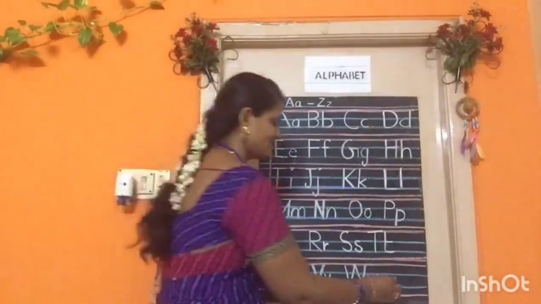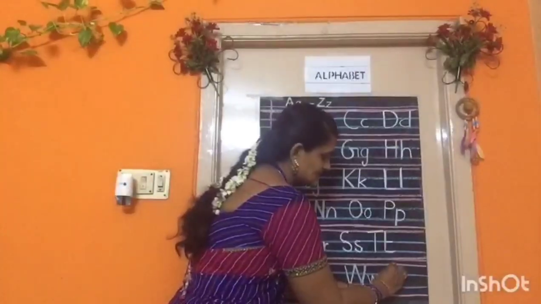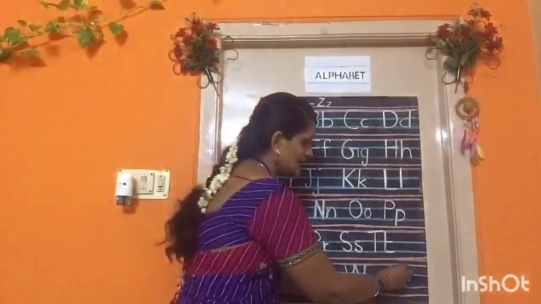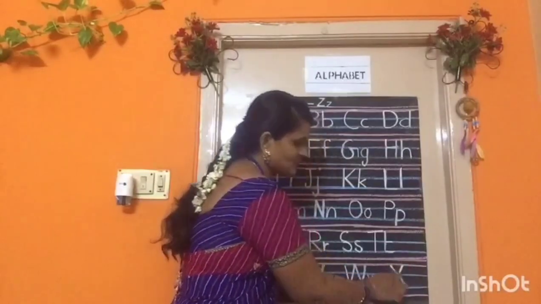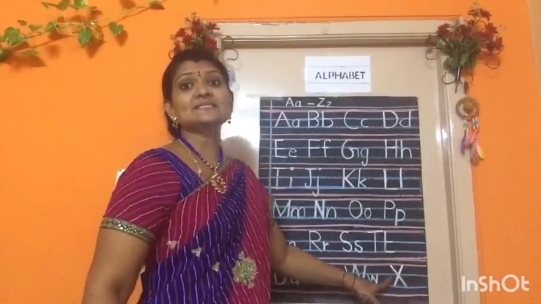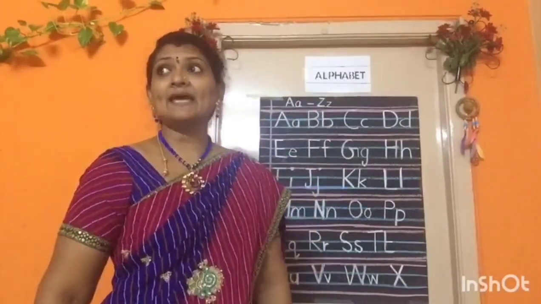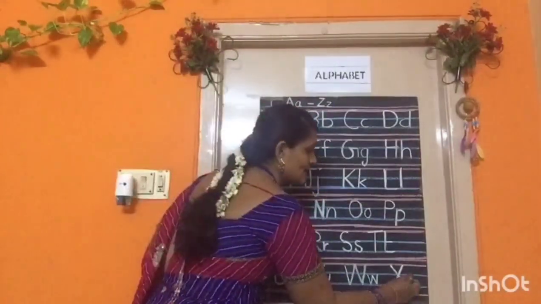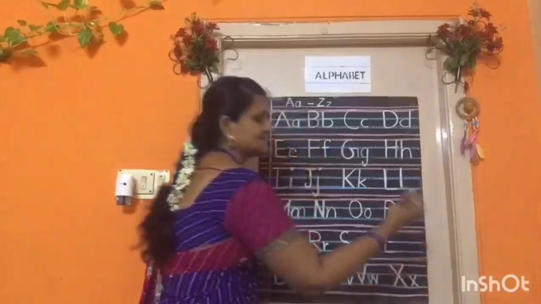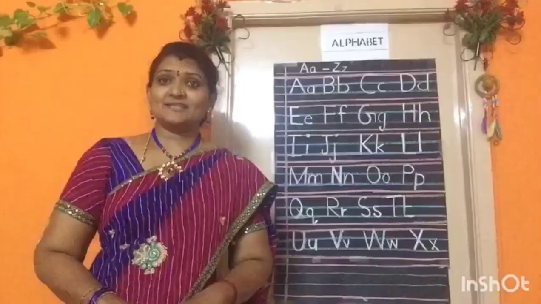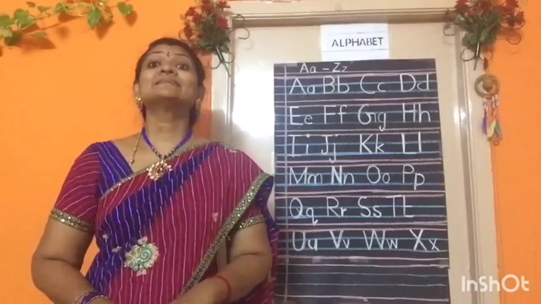X. Left slant from pink line to blue line. And right slant crossing the left slant. That is from pink line to blue line. You need to cross. That is X. Now small x within the two blue lines. X says X. Now comes Y.